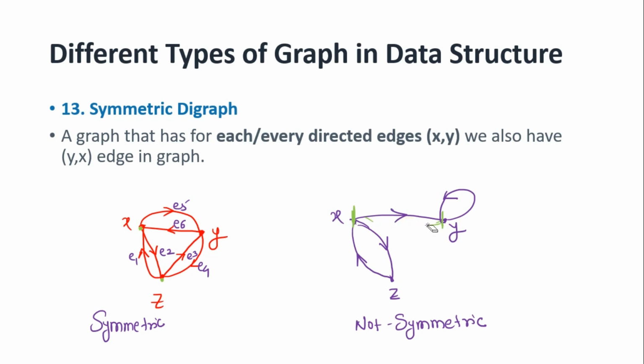Now in this graph, for each and every vertex pair I have all the directional edges, so this graph will be a symmetric graph.